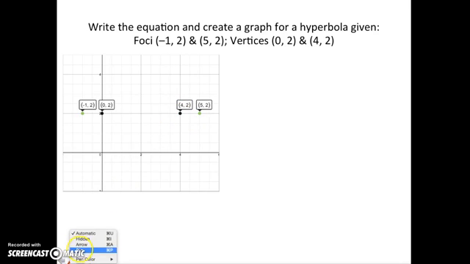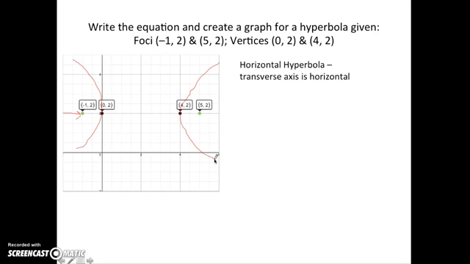If we sketch in a hyperbola, the focal points are always on the inside. It opens towards the focal points. So in this situation, we have ourselves a horizontal hyperbola because the transverse axis that connects the two, coming this way, is horizontal.